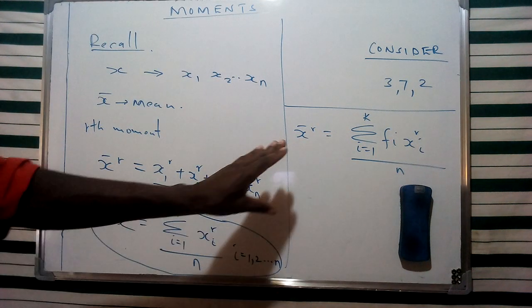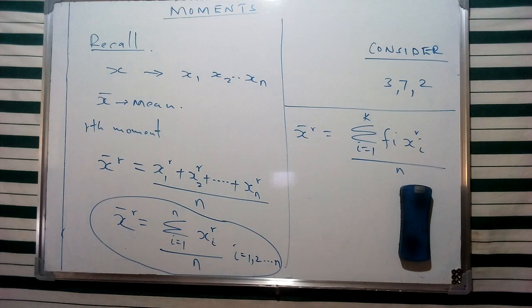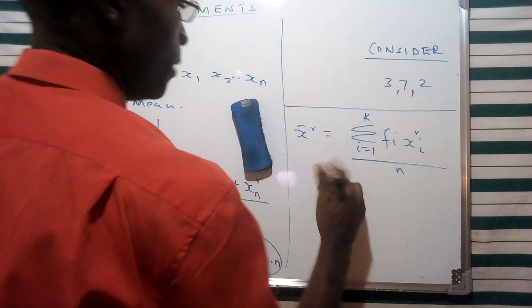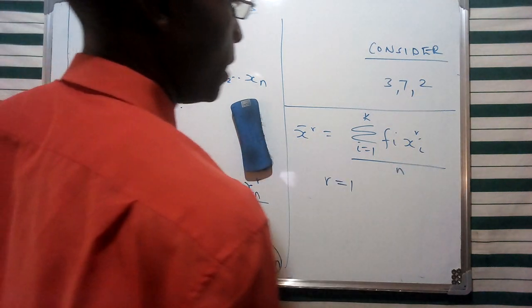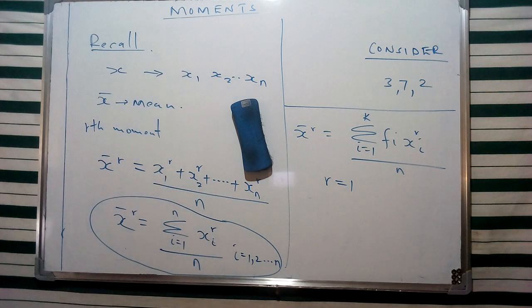So in this case, we had given different variations for these specific moments, whereby we said that if we substitute the value of r equals 1, then the formula is going to reduce to a simple arithmetic mean. And in some cases, we had referred to this one as the first moment.